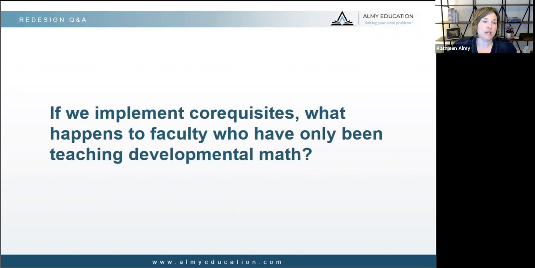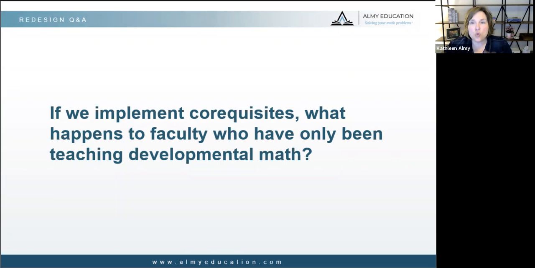If we implement co-requisites, what happens to faculty who have only been teaching developmental math? Oh, such a good question and so important. The main thing I want to stress to teachers who've only been teaching developmental math: it's not like you're no longer important. You are so valuable, you're still needed. And from what I've seen, still have jobs. The idea is where you teach your content may shift physically sometimes on campus, because if you're in a department or a school where college level math is one place and developmental math is another, you may actually physically move to other places on campus.